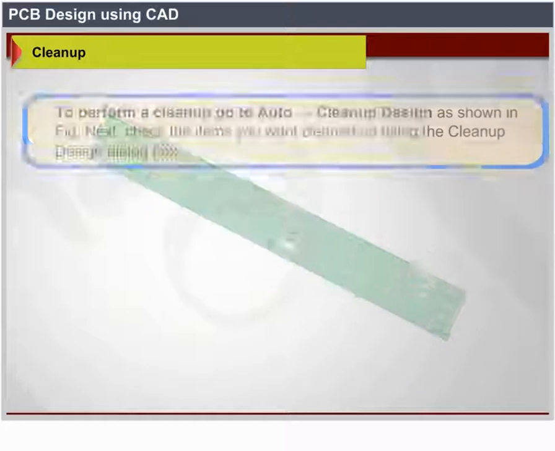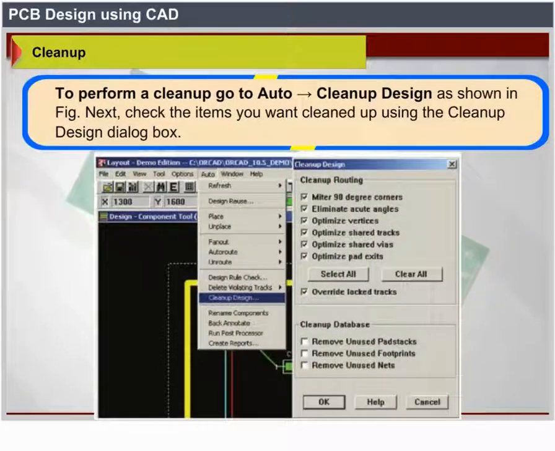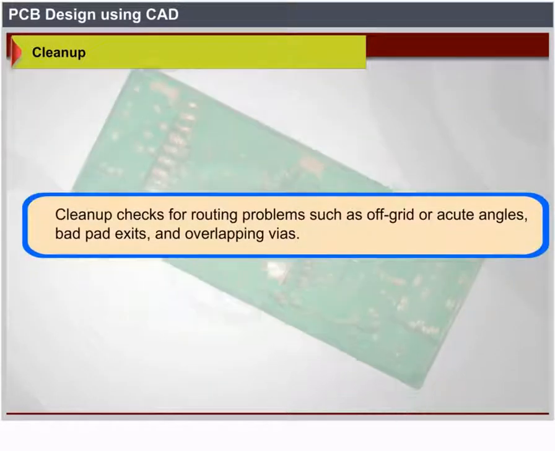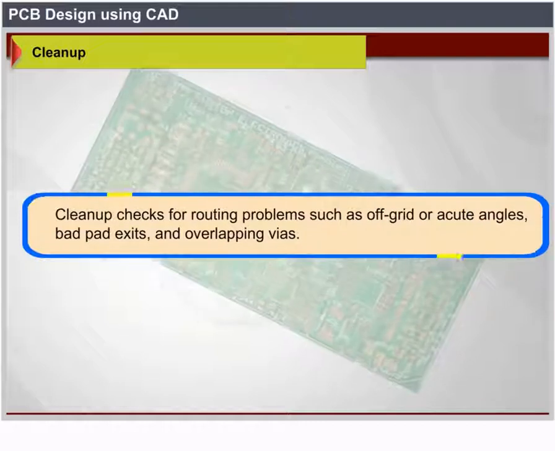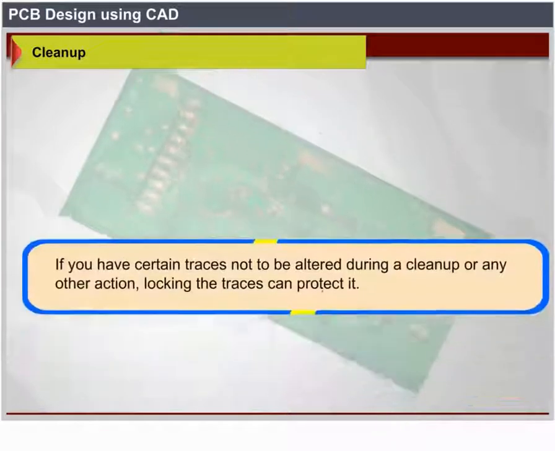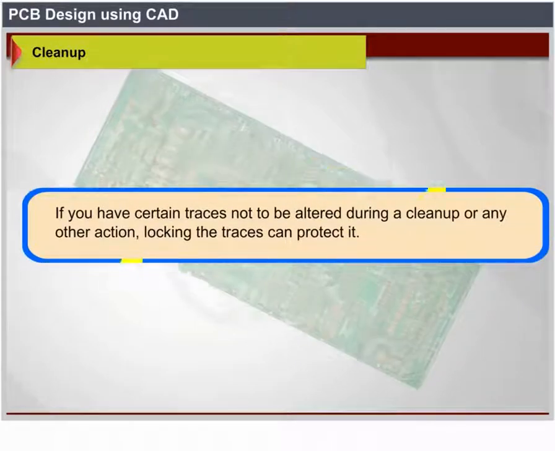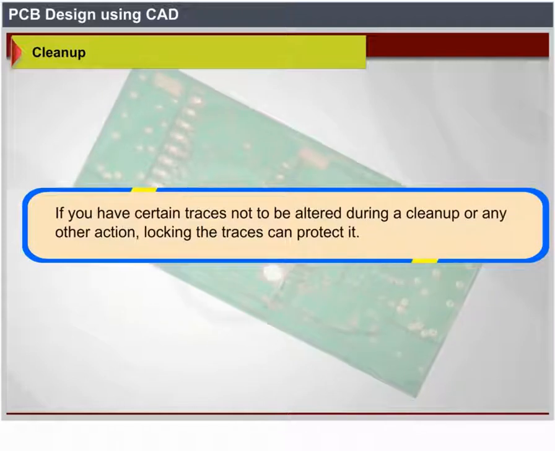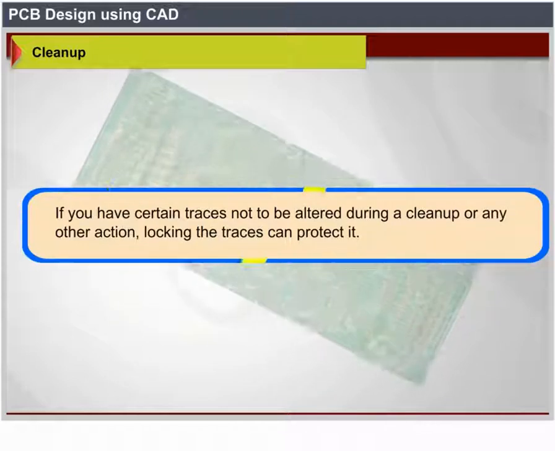Cleanup. To perform a cleanup, go to Auto, Cleanup Design as shown in the figure. Next, check the items you want cleaned up using the Cleanup Design dialog box. Cleanup checks for routing problems such as off-grid or acute angles, bad pad exits, and overlapping wires. If you have certain traces that you do not want altered during a cleanup or any other action, you can lock the traces so that they are protected.